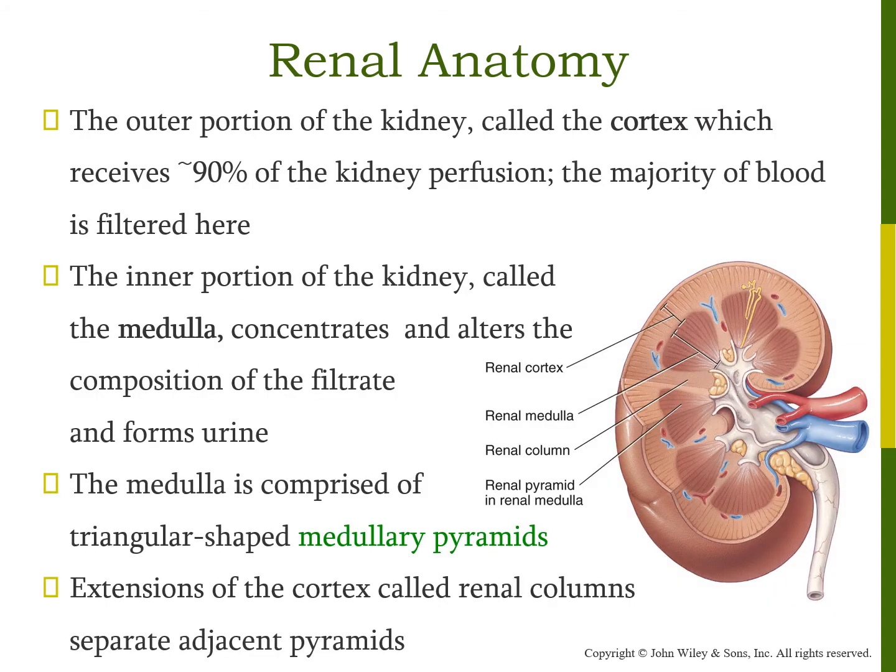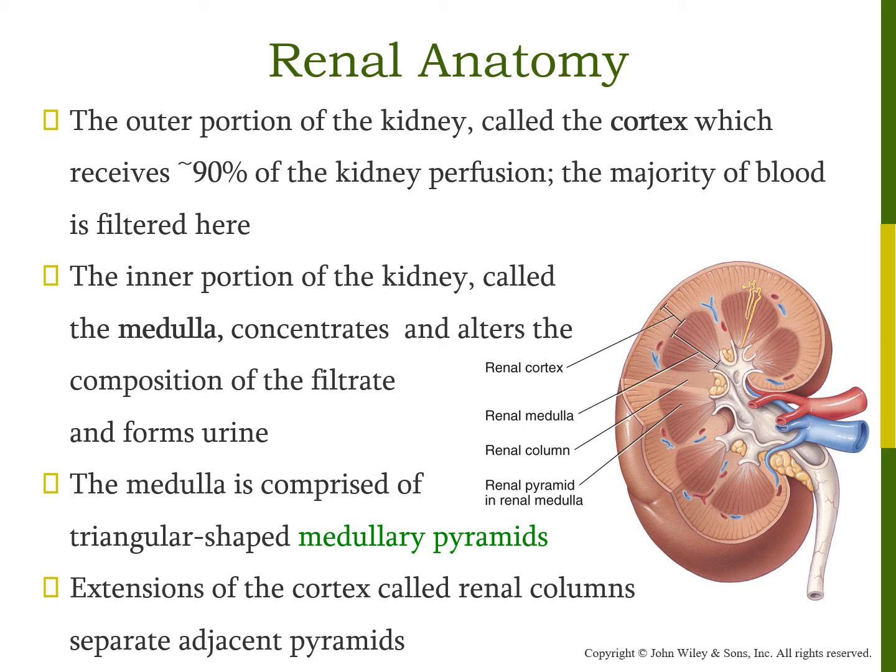We mentioned that most of the blood is filtered in the renal cortex. Therefore, this area receives about 90% of the kidney perfusion. The filtrate that is formed in the cortex from the blood then passes into the inner portion of the kidney called the medulla. The medulla functions to concentrate and alter the composition of the filtrate.